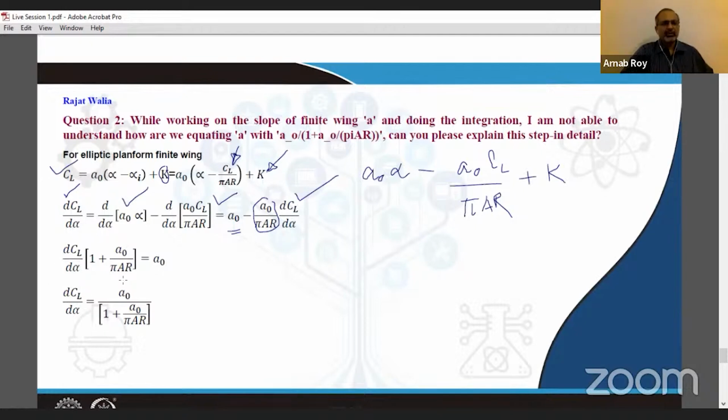So get them onto one side. You have a new coefficient, 1 plus a naught by pi AR. And now if you send it to the other side, you have a naught divided by this expression. And since this is not equal to 0, you will have a denominator which will be higher than 1. And that would mean that dCL/d alpha will be lower than a naught. That is basically the idea. So that tries to prove the point again that the slope of a finite wing will be lower than the corresponding airfoil counterpart.